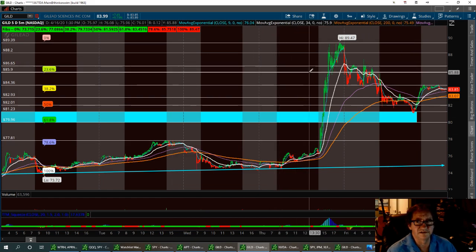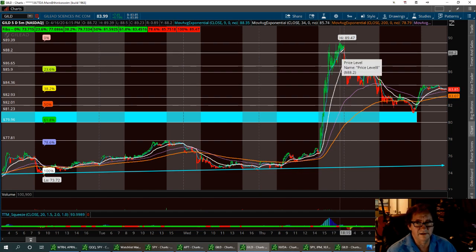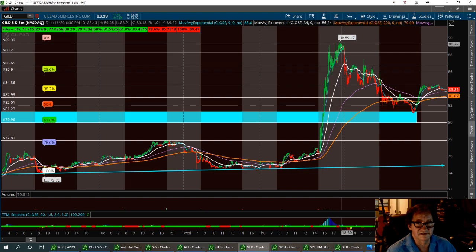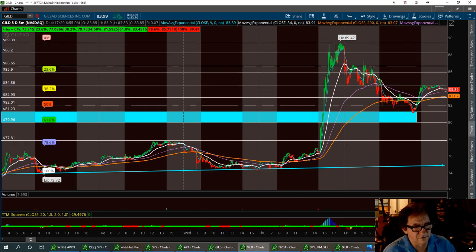And the resistances are above it. We've got to break a resistance level of 85.90, 86.65, and 88.20. That'll be the profit taking stage right up in here if it does decide to break up, and that's Guild.